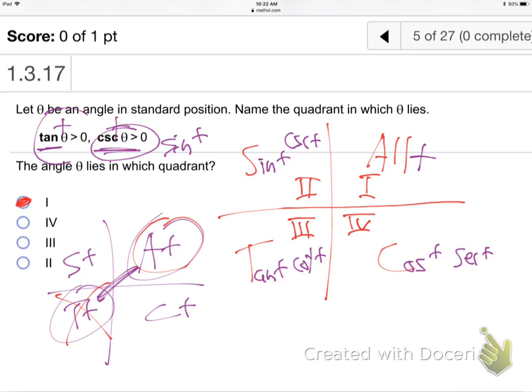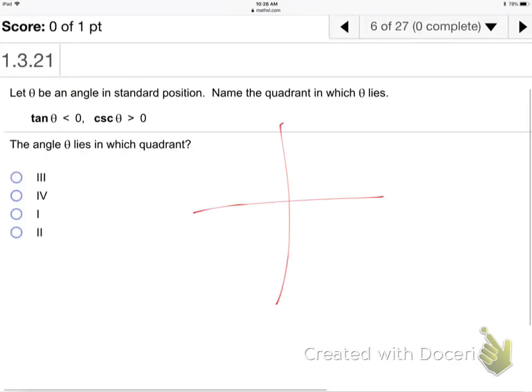This must be the first quadrant. Let's try another one. Okay, so try that one. Don't say the answer out loud. Give everybody a chance. All students take calculus. Take this fact: tangent less than 0. And then use the other fact also and figure out which quadrant you're in there.